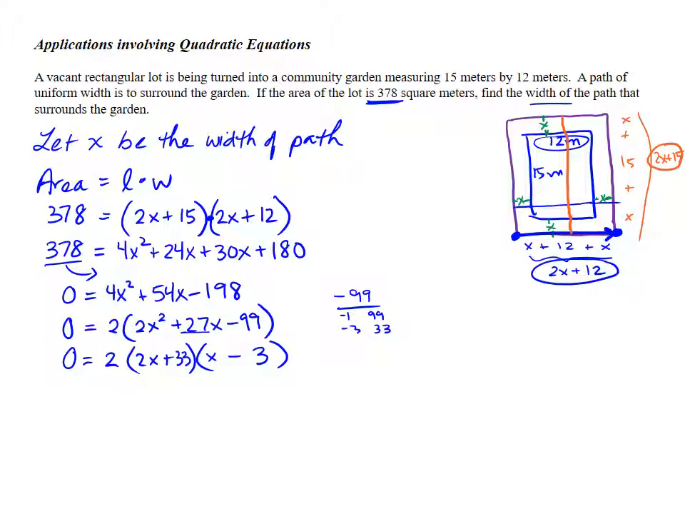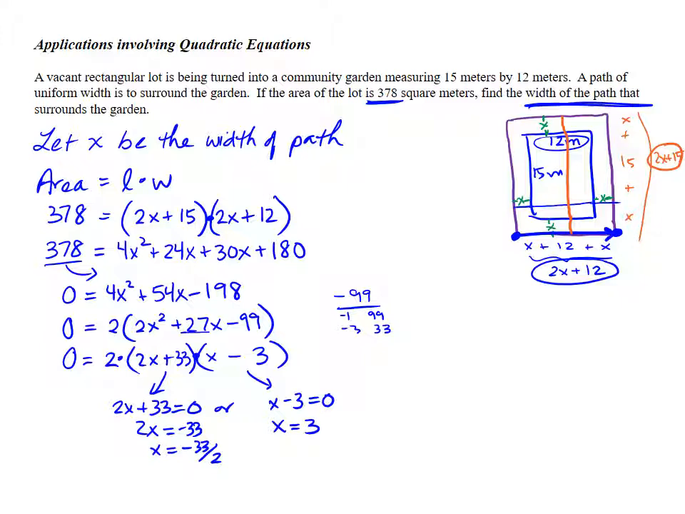Here's the factorization. Always do a double check before continuing. Now we have a factorization where we have 3 factors. 2 can't be 0, so we set the other 2 that involve x equal to 0. So we have 2x plus 33 equals 0. To solve, subtract the 33, divide out the 2, so we get negative 33 halves. And then the other one, x minus 3 equals 0, add the 3 to both sides, we get x equals 3.